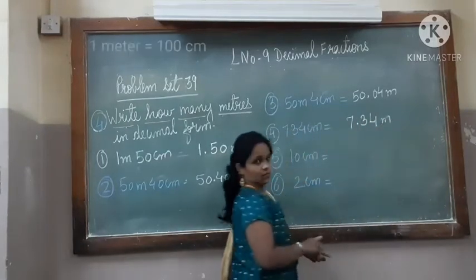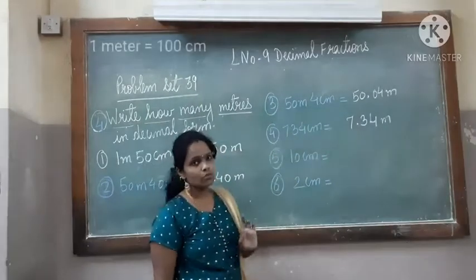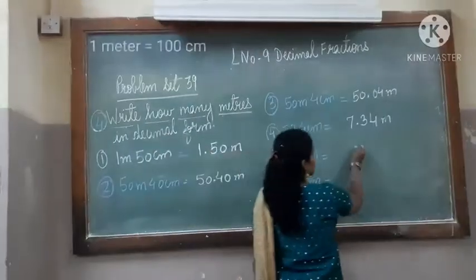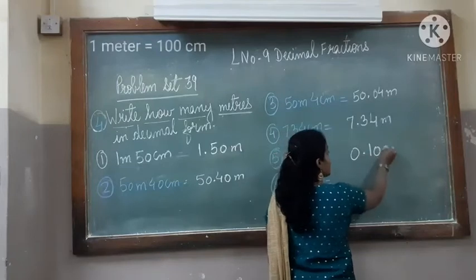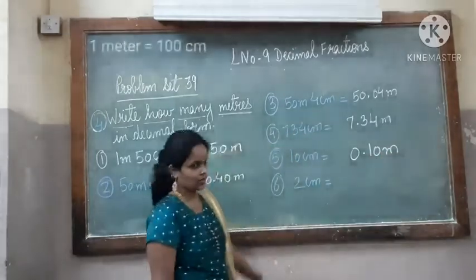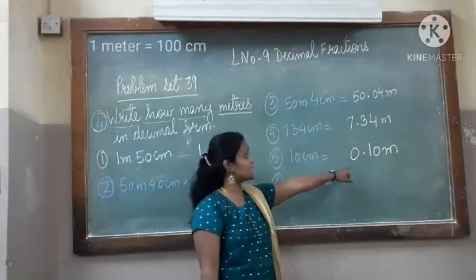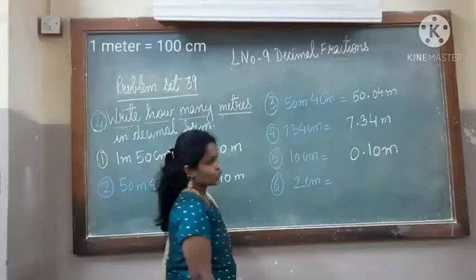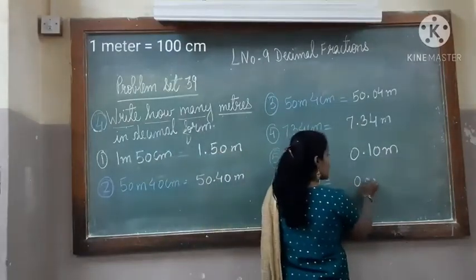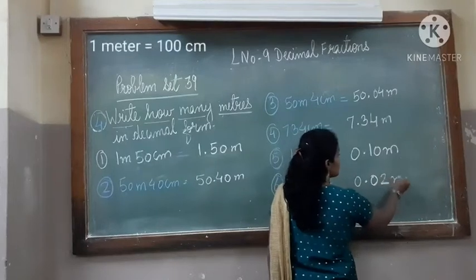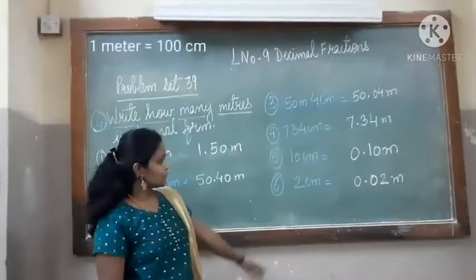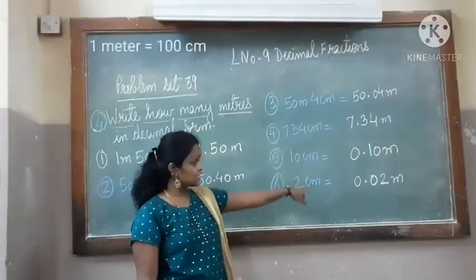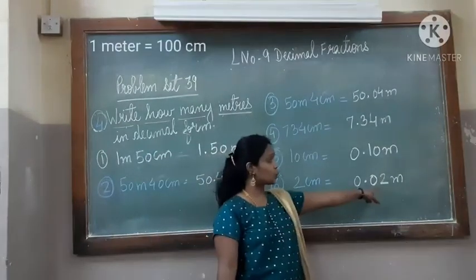Then 734 centimeter. Again how are you going to write it? 7.34 meter, because we are converting directly into meters. Then the fifth one is 10 centimeter and we have to write in meters. So you are going to write 0.10 meters. And the last one is 2 centimeter. So how will you write it? 0.02 meters. Keep the concept in mind: when you are writing in meters and they have only given 2 centimeters, in decimal form you will write 0.02 meters.